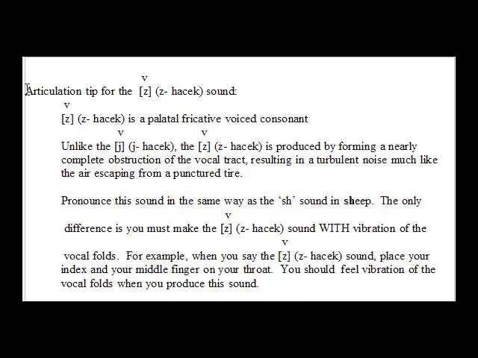Articulation tip for the Z hat check sound. The Z hat check is a palatal fricative voiced consonant. Unlike the J hat check, the Z hat check is produced by forming a nearly complete obstruction of the vocal tract, resulting in a turbulent noise much like the air escaping from a punctured tire. Listen to it. Zh, zh. Produce this sound in the same way as the SH sound in sheep. The only difference is you must make the Z hat check sound with vibration of the vocal folds. For example, when you say zh, place your index and your middle finger on your throat, you should feel vibration of the vocal folds when you produce this sound.